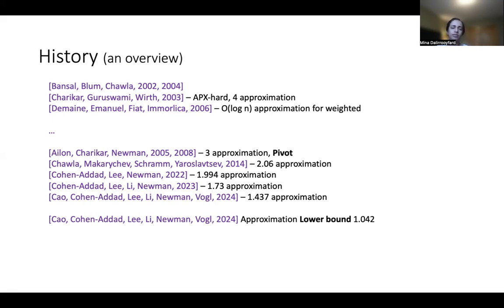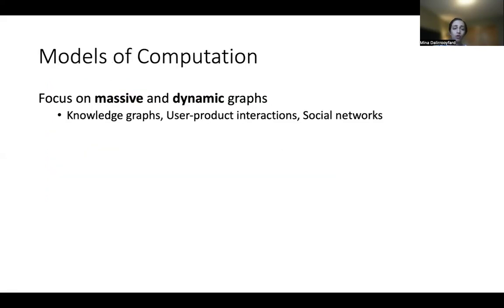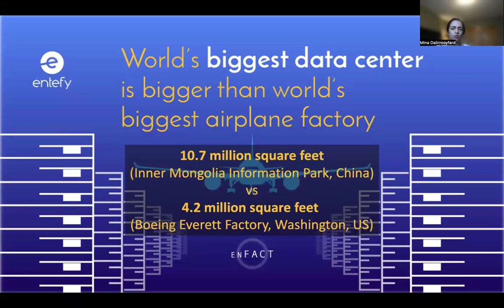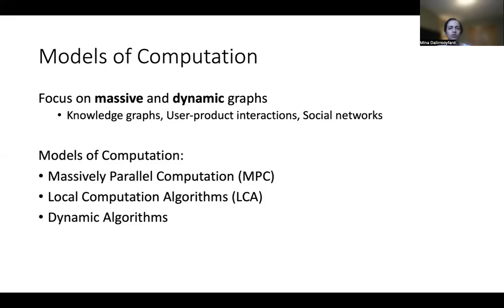So this is a general setting for correlation clustering, but our work focuses on massive and dynamic graphs. You probably don't need a lot of convincing as to why we're looking at massive graphs. These days, we deal with really big data sets. Our data centers are huge. To give you a picture of how big they are, the world's biggest data center is bigger than the world's biggest airplane factory. The world's biggest data center is 10.7 million square feet. It's in China. The world's biggest airplane factory is the Boeing factory, 4.2 million square feet. Okay, so we're dealing with a lot of data.